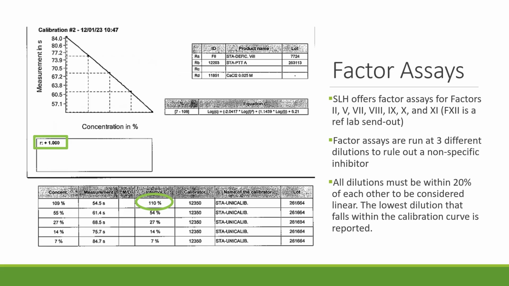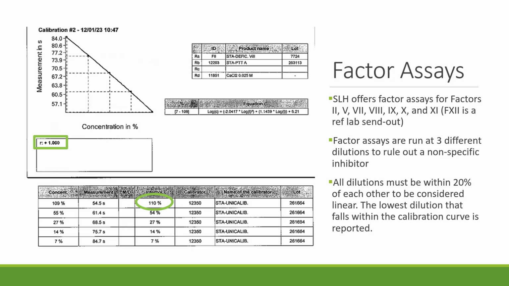I know I have mentioned factor assays, but let's talk more about them. So how do we know if our factor assay is normal or abnormal? First of all, we need to determine which results we would put out, especially because we typically run factor assays at 3 different dilutions. The reason we do this is to rule out a non-specific inhibitor. But what if we run our 3 dilutions and then we have a result? How do we know which one to put out?